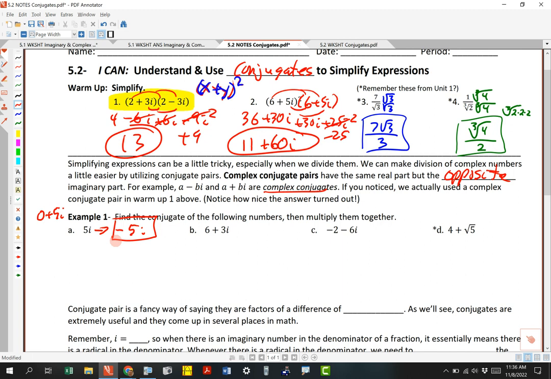Now I'm going to multiply those together. So I'm going to take 5i and multiply it by negative 5i.